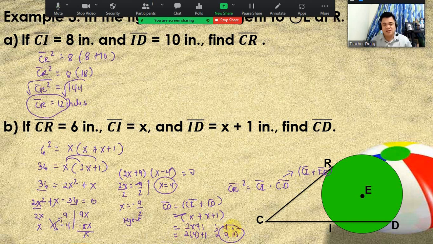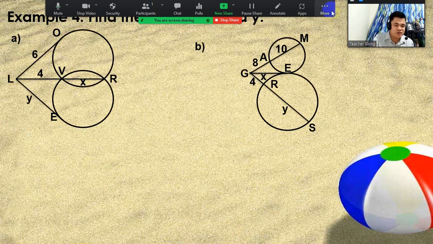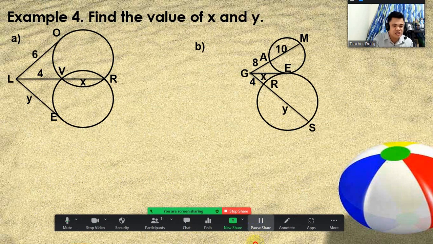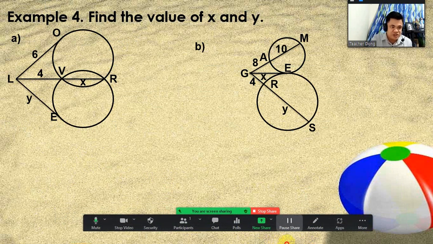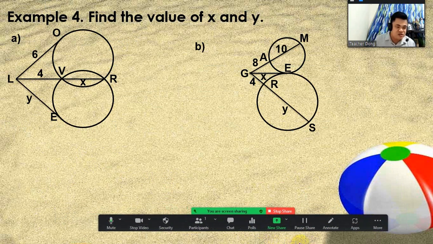Okay, that's it. Now let's talk about further theorem relating with this example. So as you can see, it's quite complicated if you just look at it at first. But it's not. So this example is actually very easy. Find the value of x and y.